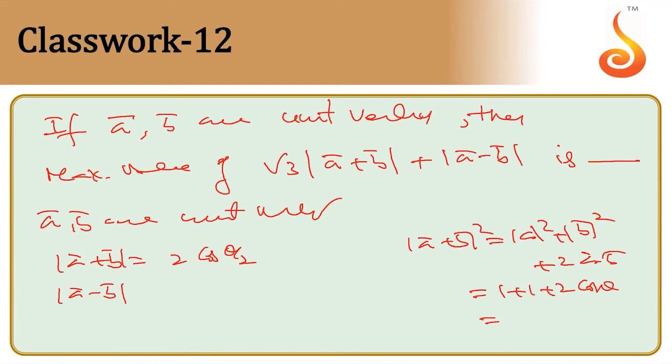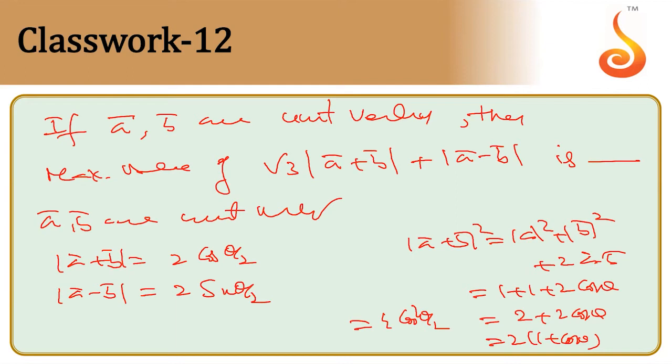So this will come as 2 plus 2 cos theta, that is 2 into 1 plus cos theta. That will give 4 cos square theta by 2. So the value of modulus of a plus b is nothing but 2 cos theta by 2. Modulus a minus b is 2 sin theta by 2. So modulus a plus b is 2 cos theta by 2, modulus a minus b is 2 sin theta by 2. Now we can solve it. Now tell the answer.